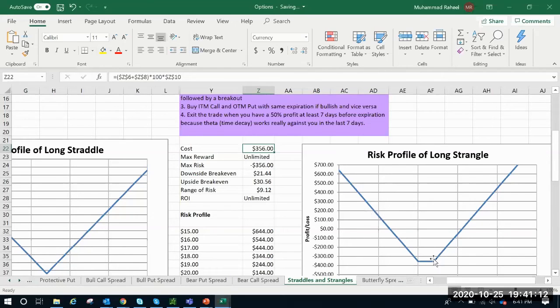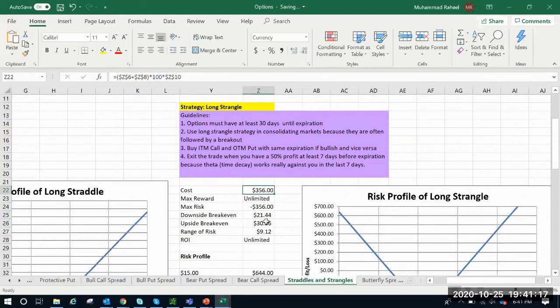But I generally think it probably won't happen. Where's the break even? So the break even upside is 30.56, because that call will start delivering for you after that. But on the downside, it's 21.44. So if you're okay with taking a range of risk of 9.12 plus and minus, play this strangle.